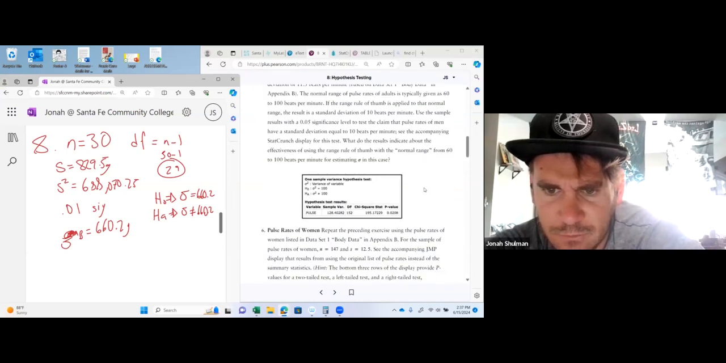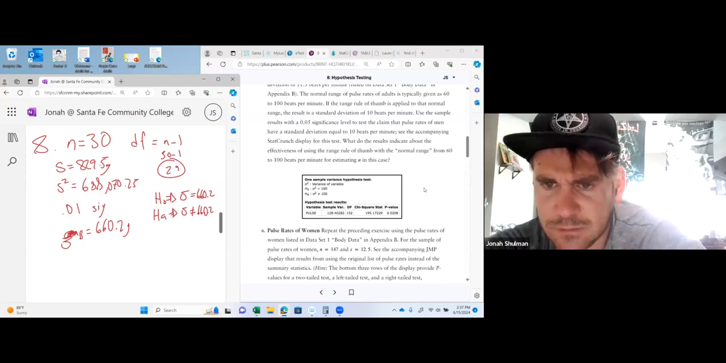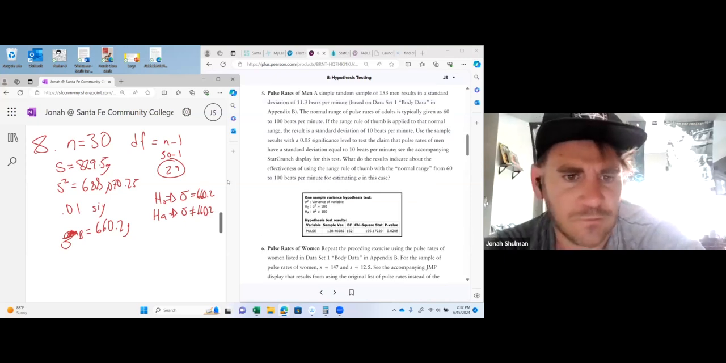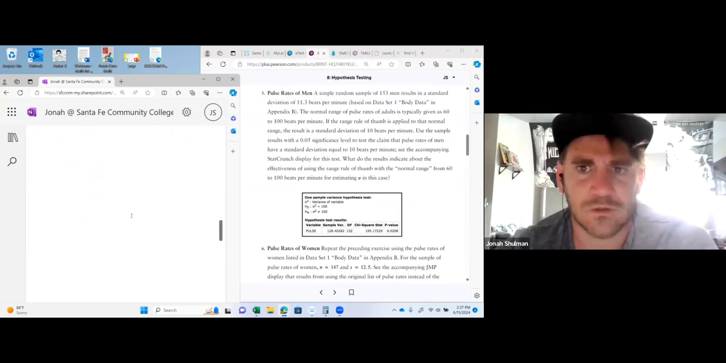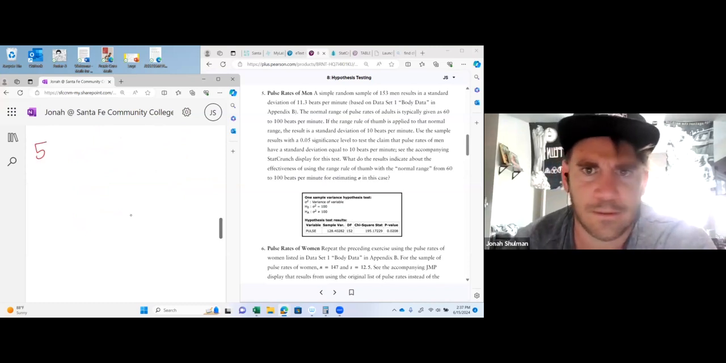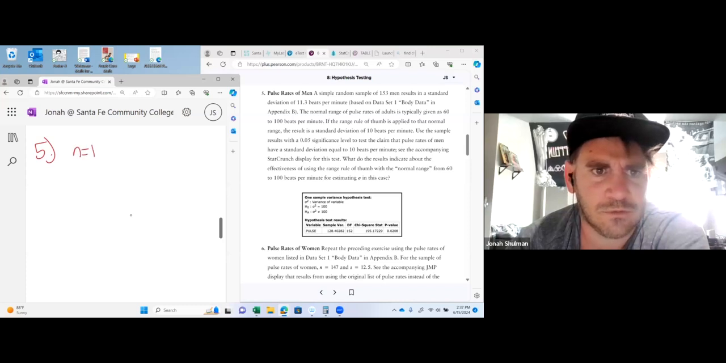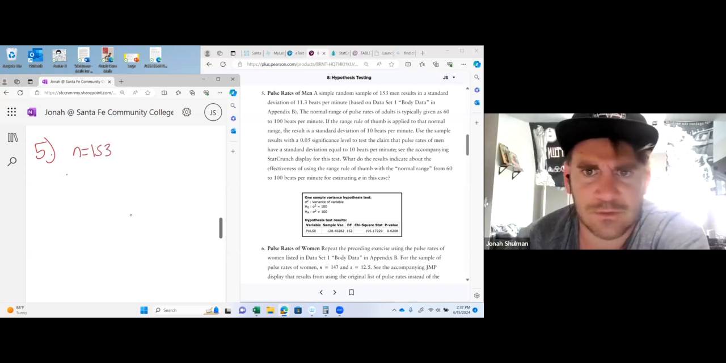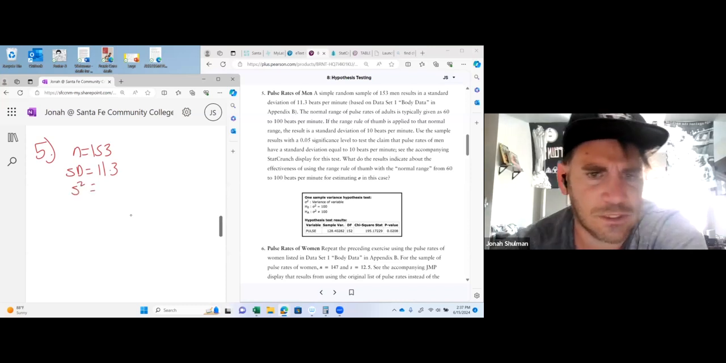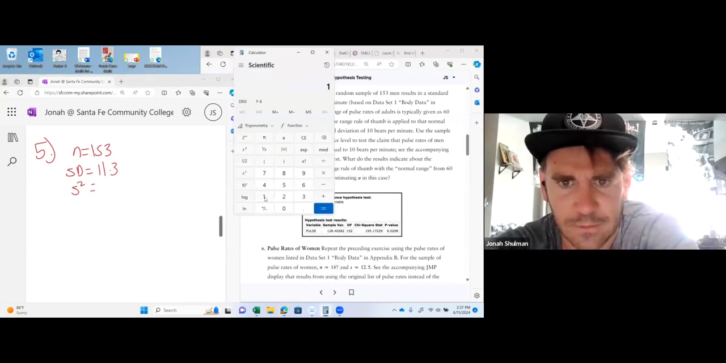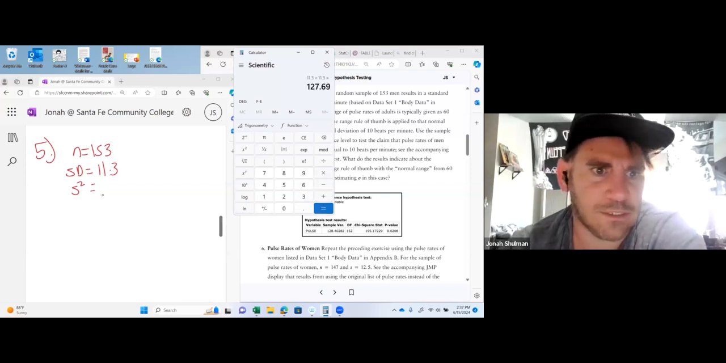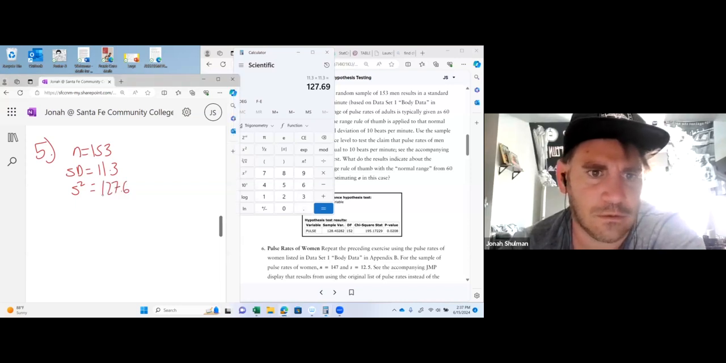I'm gonna do, I think number 5 also, just to do it. I'm gonna do 5 first. So you can see 5 done all the way. All right, so simple random sample of 153 men, so n is 153, and a standard deviation of 11.3 beats, which means their sample variance is 127.69. Cool.